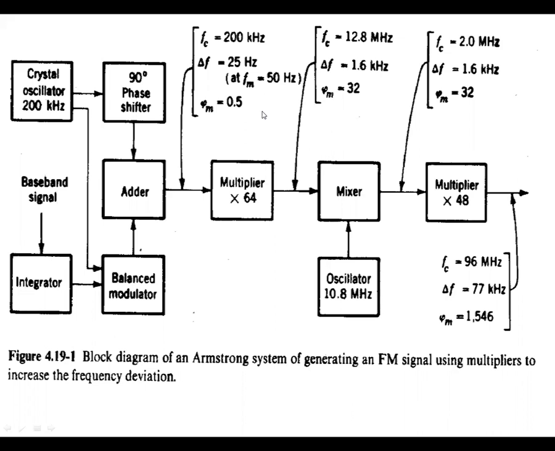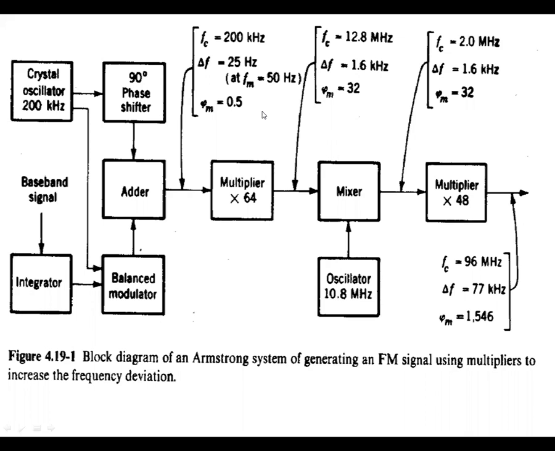Now delta f is equal to beta into fm, so beta is equal to delta f by fm. And the beta value is nothing but the phi m value here, the factor of the phase change. That is, beta is equal to 0.5, fm is equal to 50 Hz. How much is delta f? 0.5 into 50, that is, delta f is equal to 25 Hz.